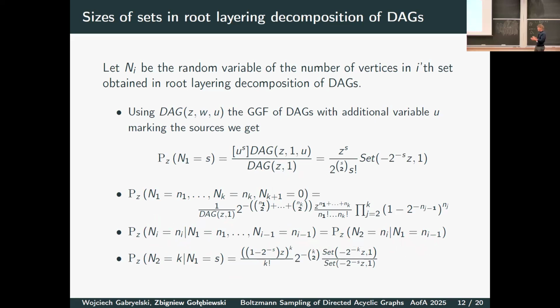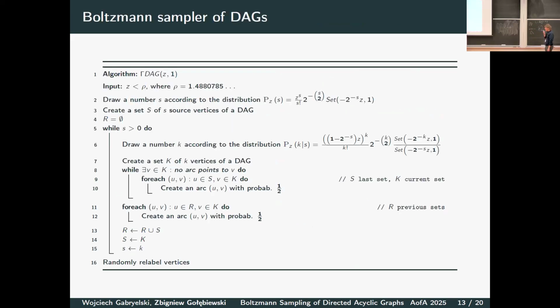So this gives us this kind of Markovian behavior, and we were able to show how this probability ends up with those formulas. In fact, there is a 2 pages long derivation of them, but I don't want to go into technical details of this. And this altogether gives us a Boltzmann sampler for directed acyclic graphs.